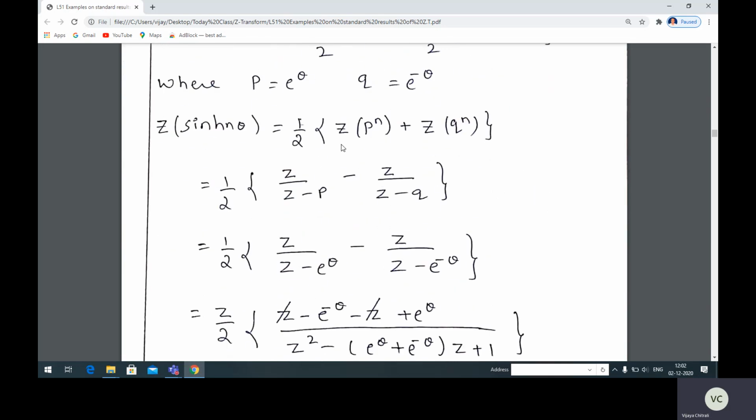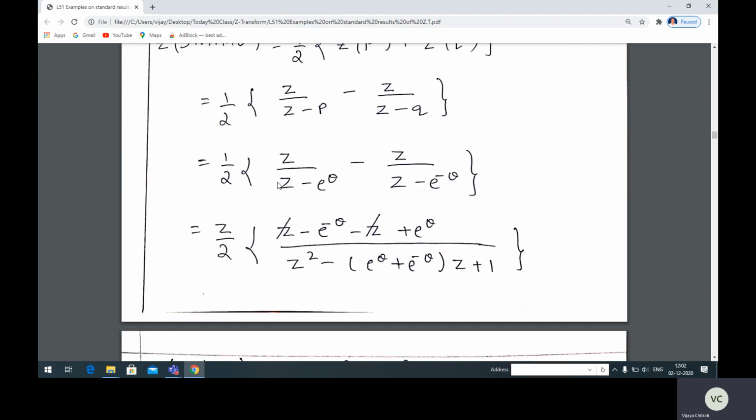So 1 by 2 z transform of p raised to n is z divided by z minus p minus z transform of q raised to n is z divided by z minus q, and here replace p and q. p is e raised to theta, q is e raised to minus theta, and take LCM. So z minus e raised to theta is there. Multiply z minus e raised to minus theta. Here z minus e raised to minus theta is there. Multiply z minus e raised to theta, and denominator we have these two, so multiply these two.